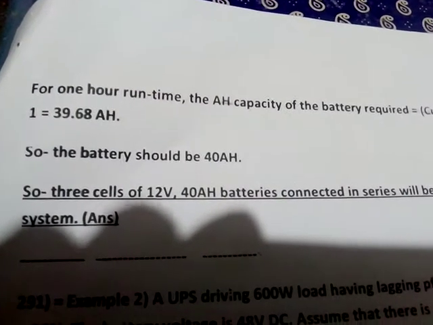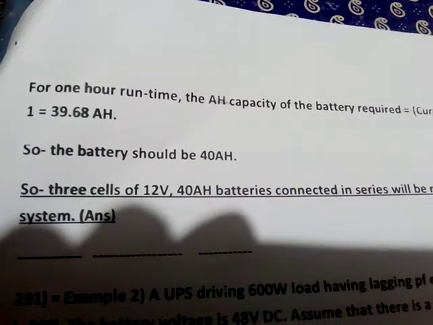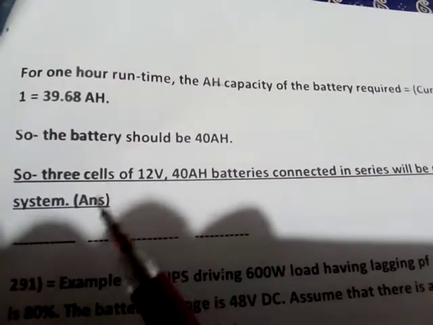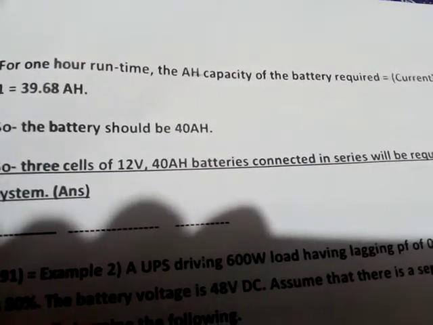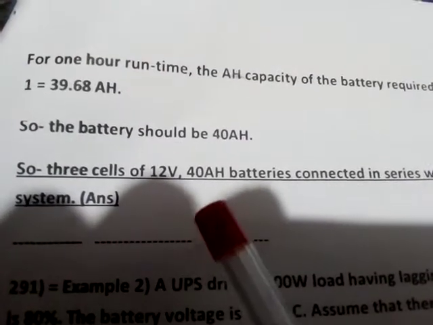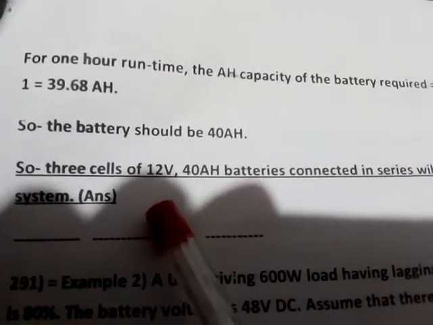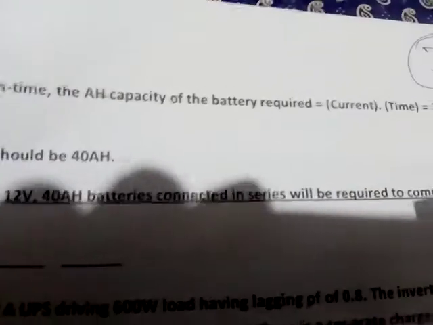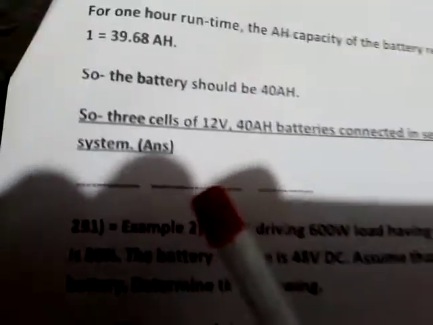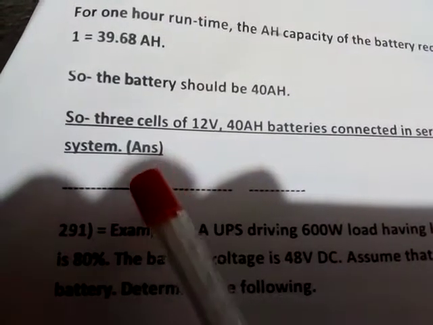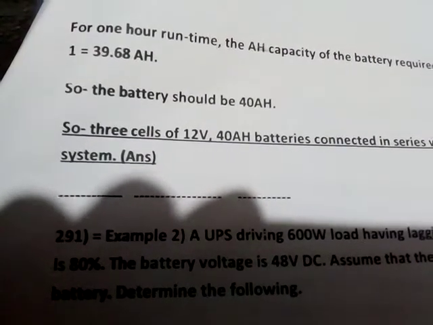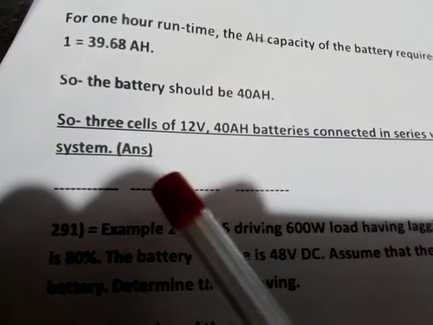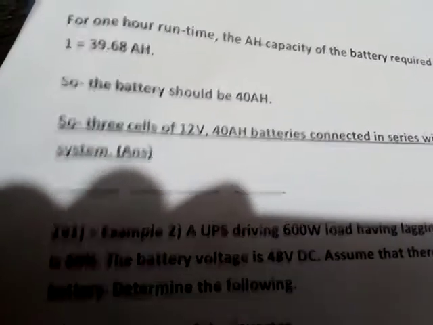Now it is said 36 volts. So we can assume that if each cell is 12 volts, 3 such cells should be connected in series, means each battery should be of 40 ampere hours and 12 volt. If they are connected in series, we will get 36 volts 40 ampere hours. We need total capacity 36 volts 40 ampere hours.